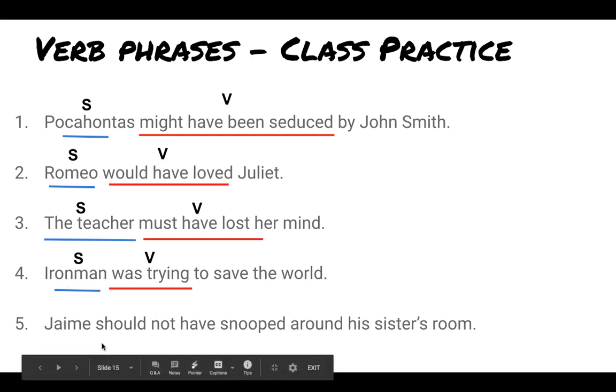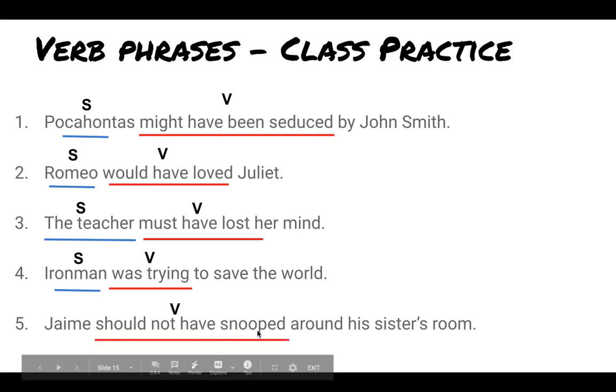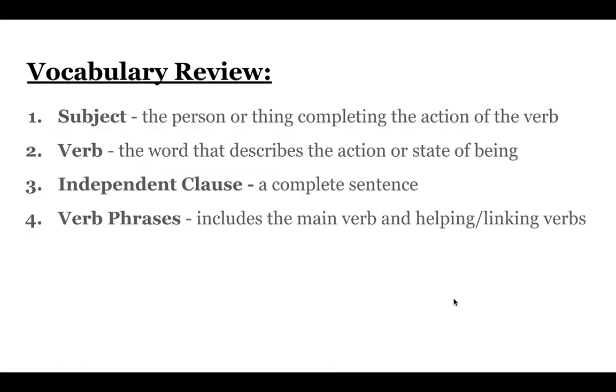Last one, number 5, Jamie should not have snooped around his sister's room. So Jamie was snooping, but snooped isn't by itself. It says Jamie should not have snooped. So that whole thing is our verb phrase. Who should not have snooped? Jamie is our subject.